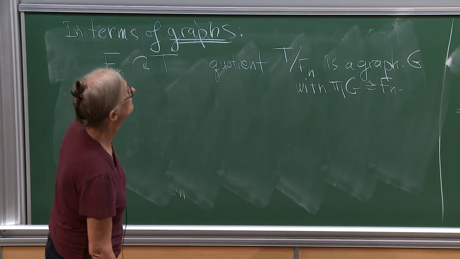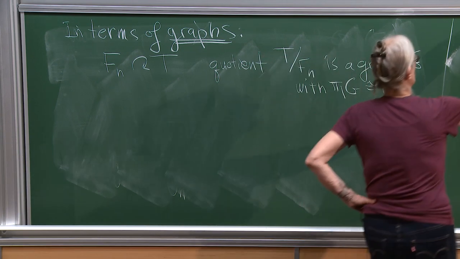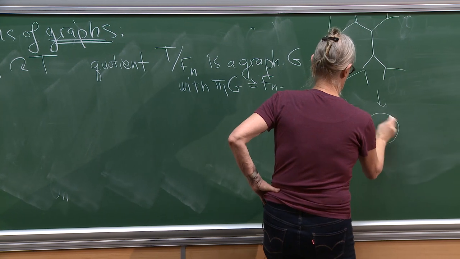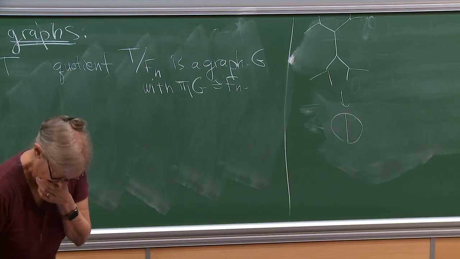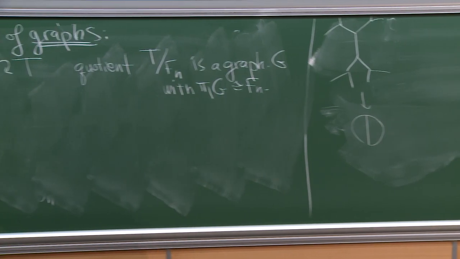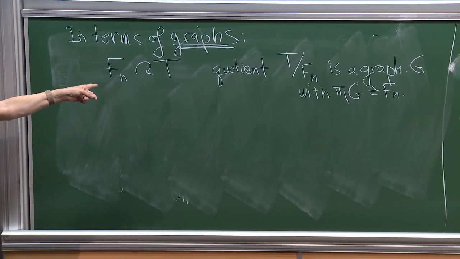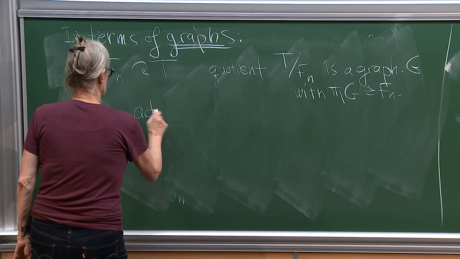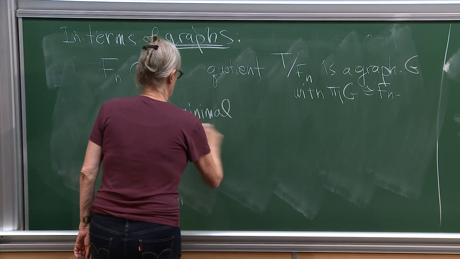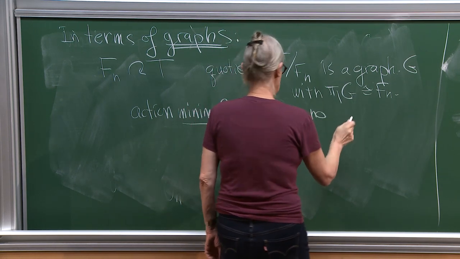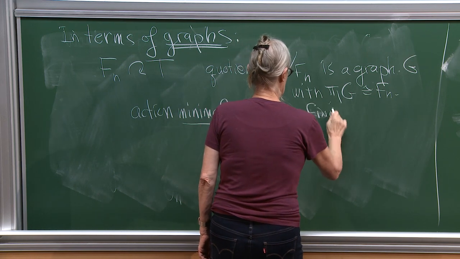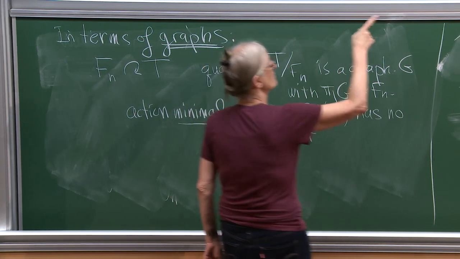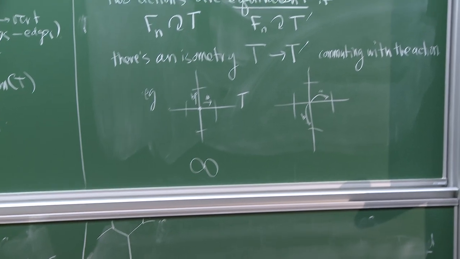I already drew this picture. I have a free group acting freely on this tree. The quotient is going to be some trivalent graph. An exercise is to check that if this was a minimal action, with no invariant subtrees, then the graph doesn't have any univalent vertices. It is finite, first of all. And in fact, I also didn't allow my trees to have bivalent vertices, so I won't have bivalent vertices either.